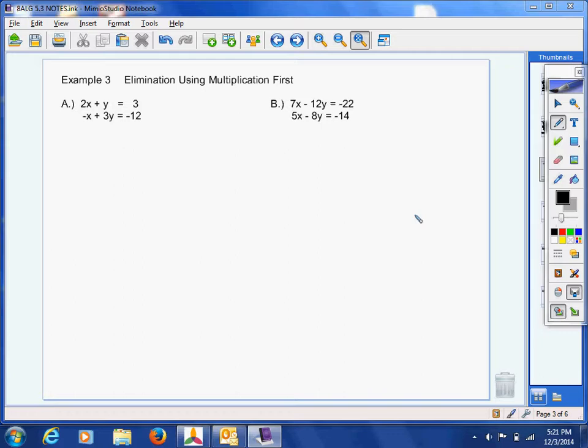So as you look at letter A here, you see the number 2 is in front of x, but there's a -1 in front of the x underneath. There's a 1y and a 3y. So we don't have the same number, we don't have opposite numbers, so we've got to have a way to still do elimination, and there is a way to do it. Okay, first thing you've got to decide is, which variable would you like to eliminate?